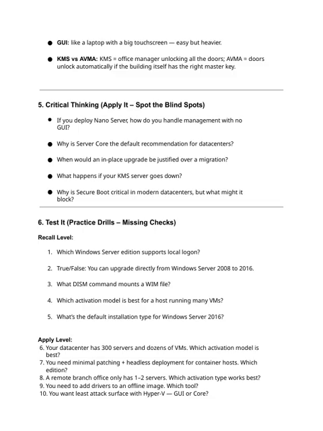Moving on, why is Server Core often the default recommendation for data centers? Because it minimizes the attack surface, reduces the need for patching, and consumes fewer resources, making it more secure and efficient for large-scale deployments. Now, when would an in-place upgrade be justified over a migration?